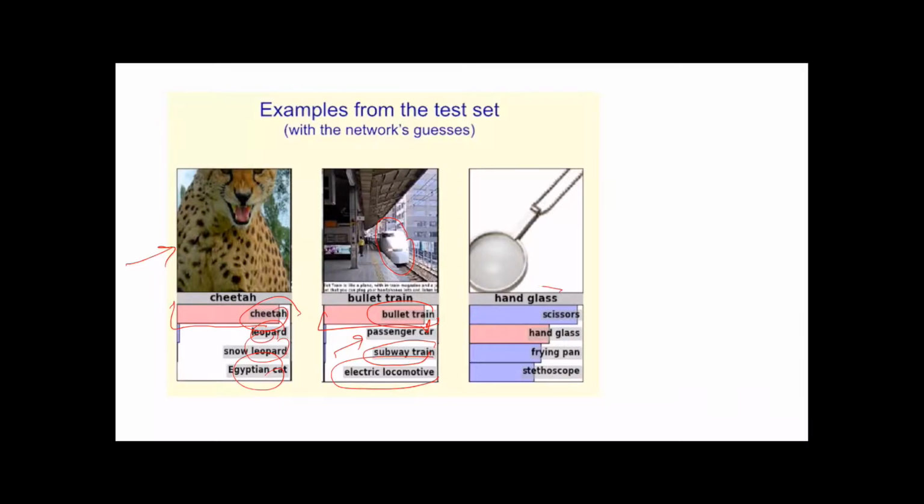Now here, it made a mistake. It says this might be a hand glass. Well, it is a hand glass, but it came up with scissors, and hand glass was number 2. But you can see the image is pretty close actually to a frying pan or even a stethoscope. So mistakes can still occur, but the rate of mistakes is dramatically reduced.